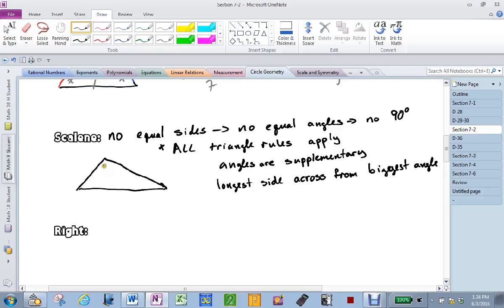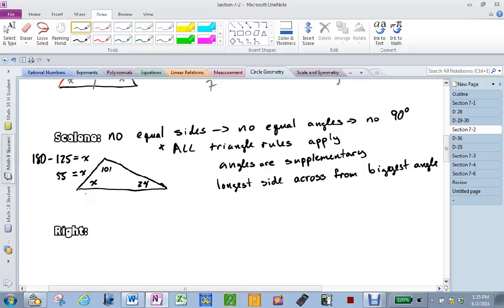So, if I tell you this is 101, and this is 24, do you know the third angle? Yeah. How? Because they're the same. How do you know what x is? It has to equal 180. 180 minus 125 will equal x, which is, of course, 55.